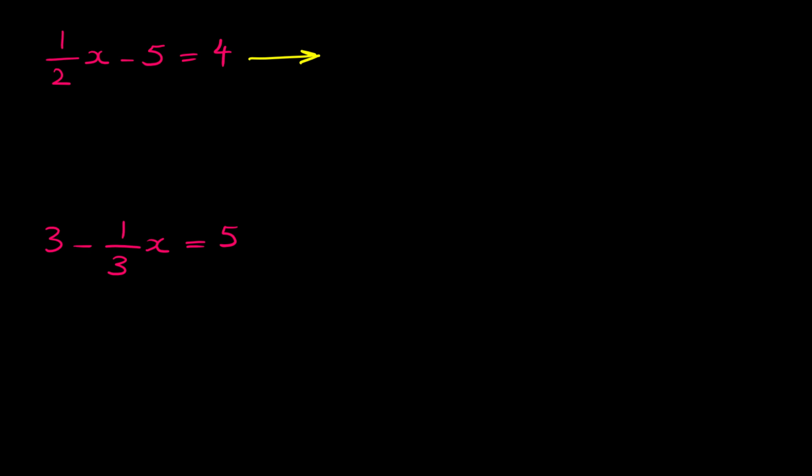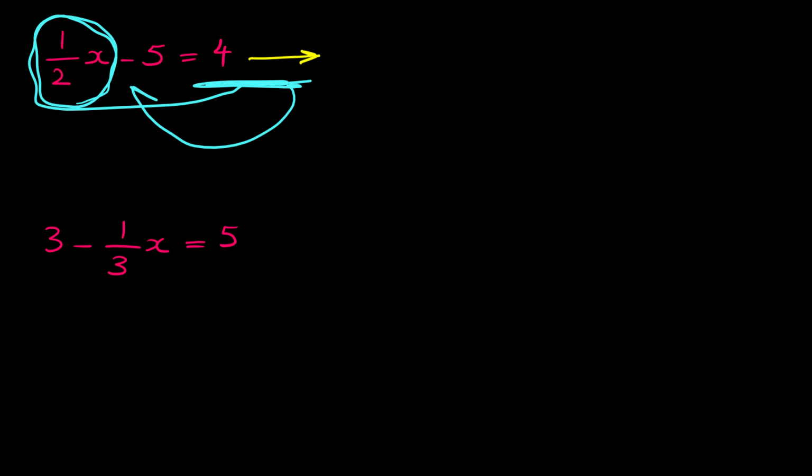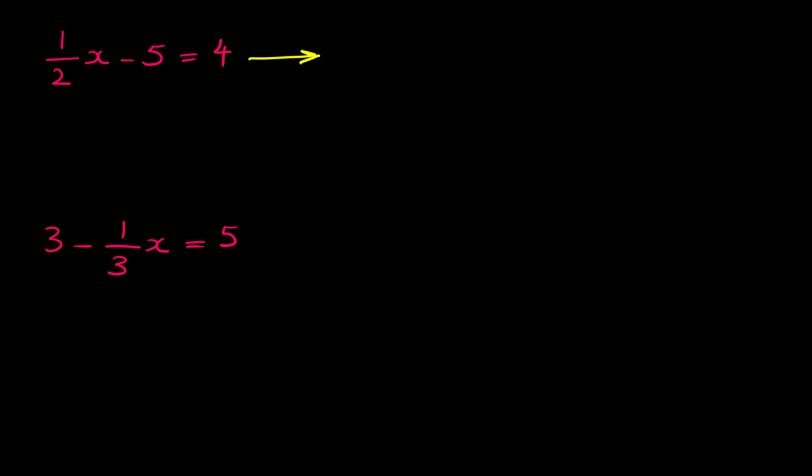Remember, the method was this: always keep the variables on one side. What is the variable here? 1/2 x. So we keep this variable here, and we don't have any variable to move to the left. So we keep this x here, and we move 5 to the other side. So what is 1/2 x? 1/2 x is 5 plus 4, or 4 plus 5, which is 9.